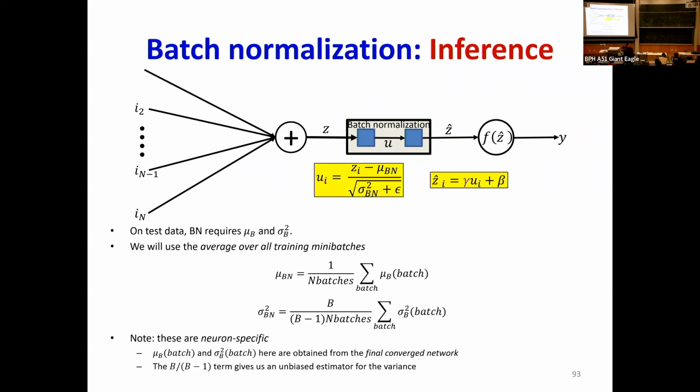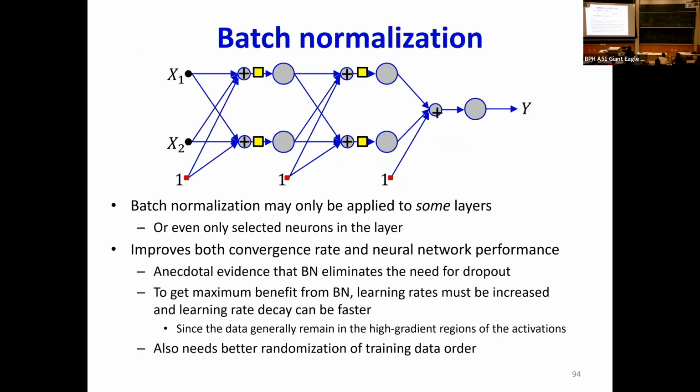You may not want to actually go back through your data and do it all. So in practice, what we'll do is we'll maintain a running average of the means. And that's going to be our final mean. Similarly, we'd use a running average of the second moment of the variance, and that's going to be the final variance. Now, batch norm, of course, may be applied only to some layers or some selected neurons in the layer. This is a matter of choice.